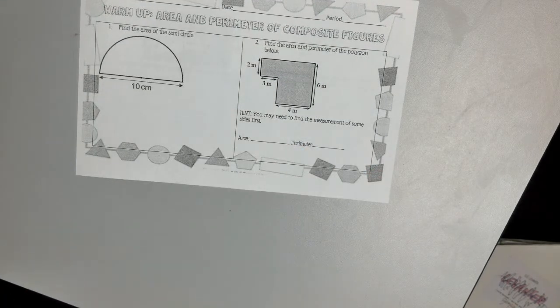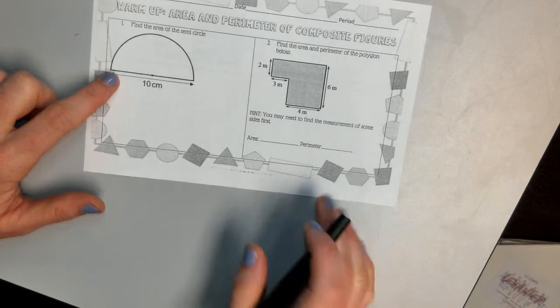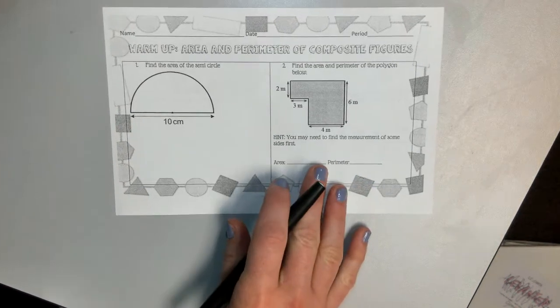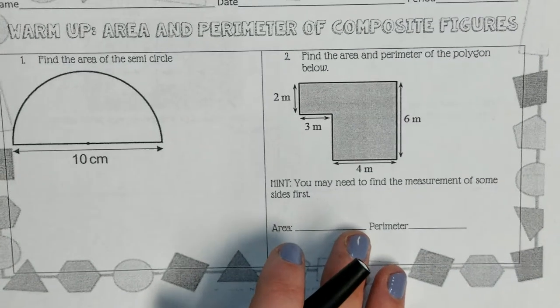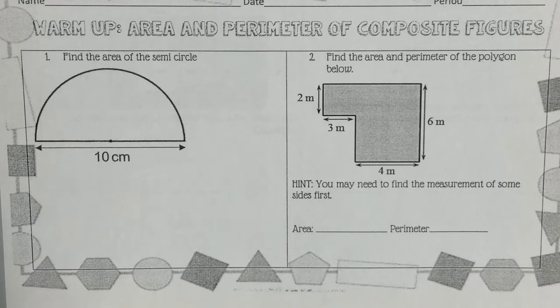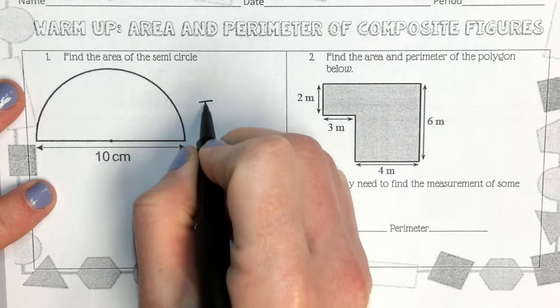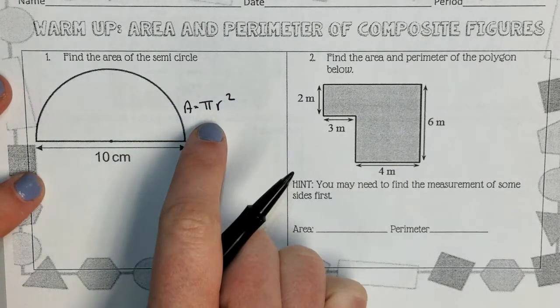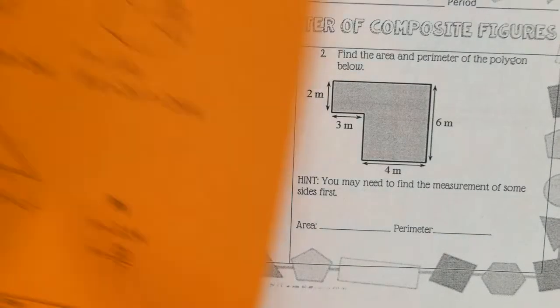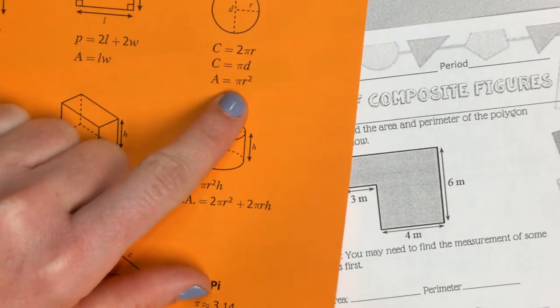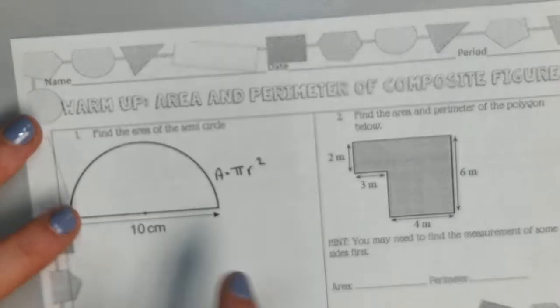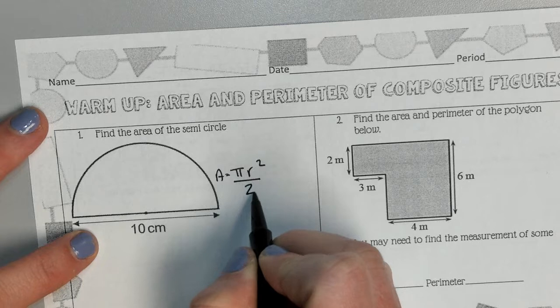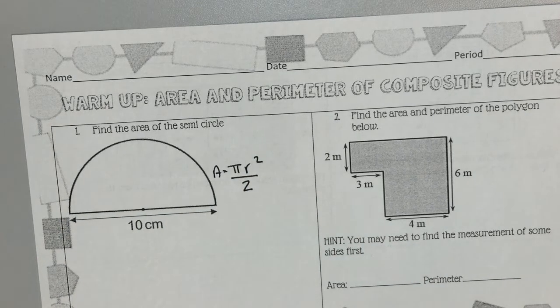On your warm-up, this first shape is a semicircle. If you want to find the area of a semicircle, what formula should you use? Good. Pi times radius squared. Okay, so area equals pi r squared. If you look on your formula sheet, that's the area formula for a circle. So since it's a semicircle, we should divide this by 2 because it's half of a whole circle.